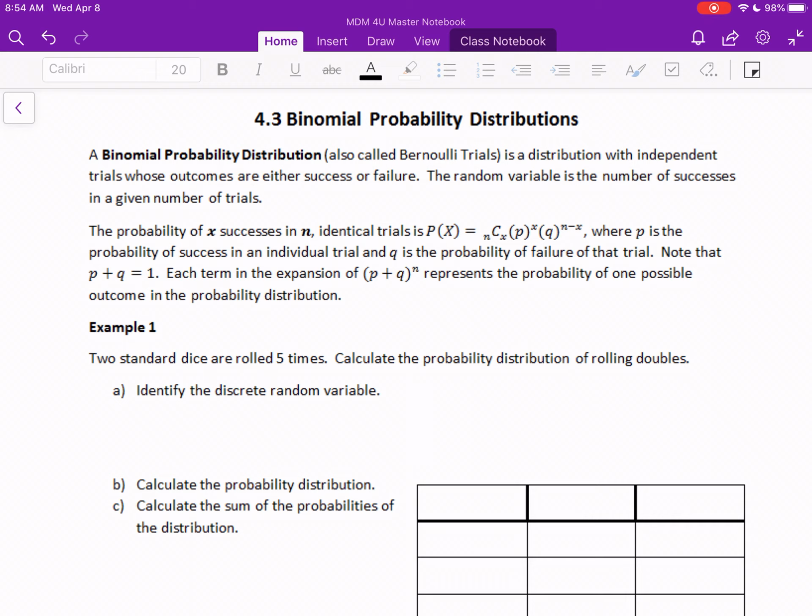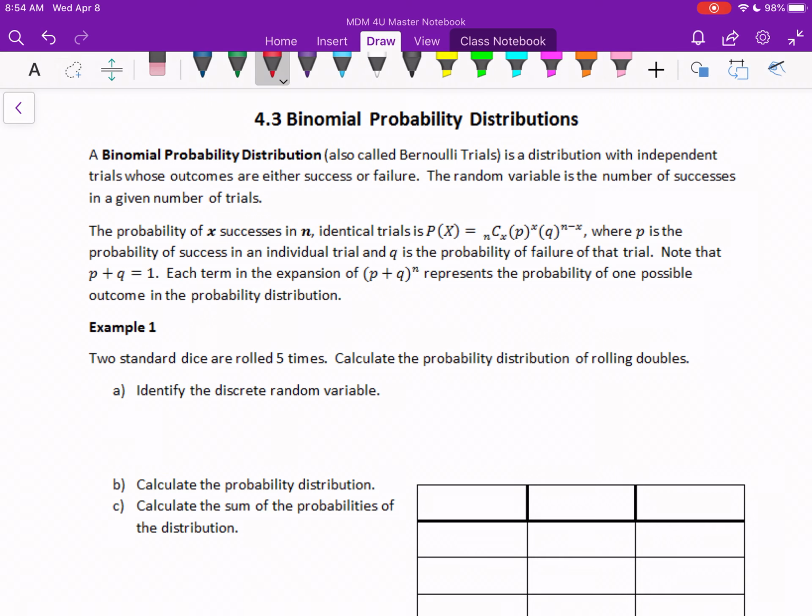Again, just to recap what a probability distribution is. Remember, it is all the different probabilities associated with all the different outcomes of a particular event. So binomial probability distribution in particular, bi indicates that there's two possibilities happening. So again, this is the specific type of probability distribution, binomial.